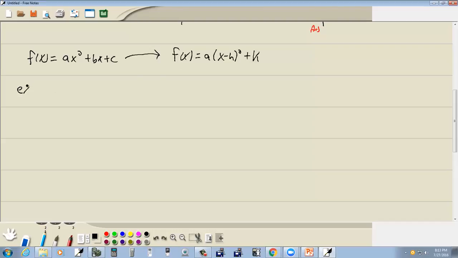For example, if I have f of x is equal to 2x squared plus 4x plus 1, and we want to rewrite that in our vertex form. That's called general form, though different books have different names for it. Well, first thing we have to do, let me bring up Word so I can type this out.